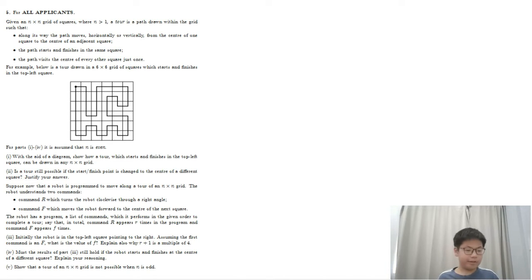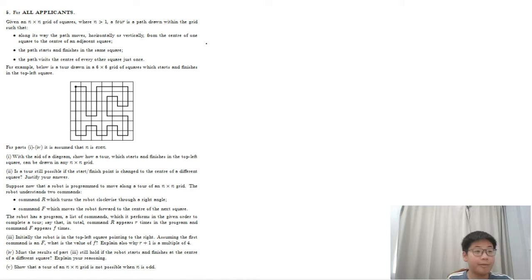So, what are we going to do now? We have an n by n grid of squares, and a tour is a path drawn within the grid. Actually, it's not called a tour, it's called a Hamiltonian path, but we call them tours because the question calls them tours.